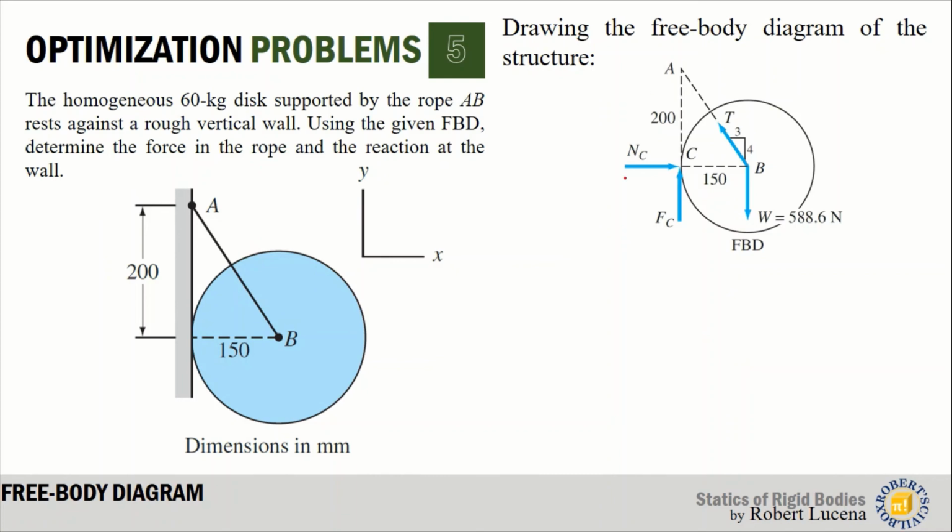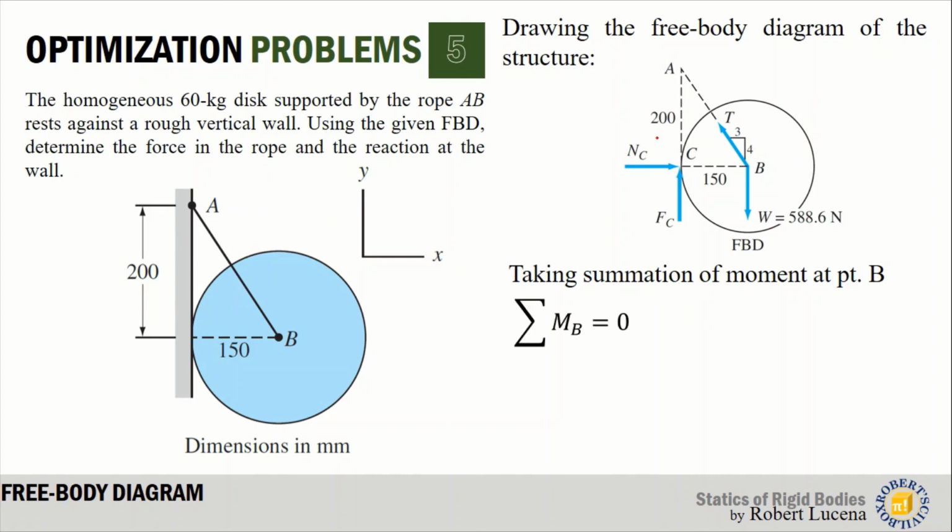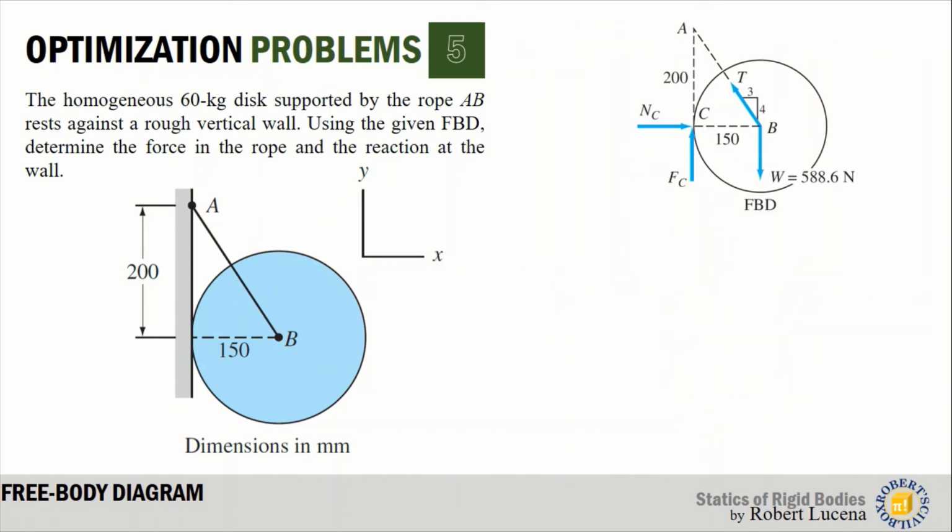So we now have the free body diagram of the object, and to analyze that, it is practical to take summation of moments at point B. Summation of moment at point B will cancel out NC, T, and W. And the only one that causes moment about point B is FC. So that would be negative FC times 150 equals 0, which means FC is 0. Therefore, the frictional force is not present in the structure.